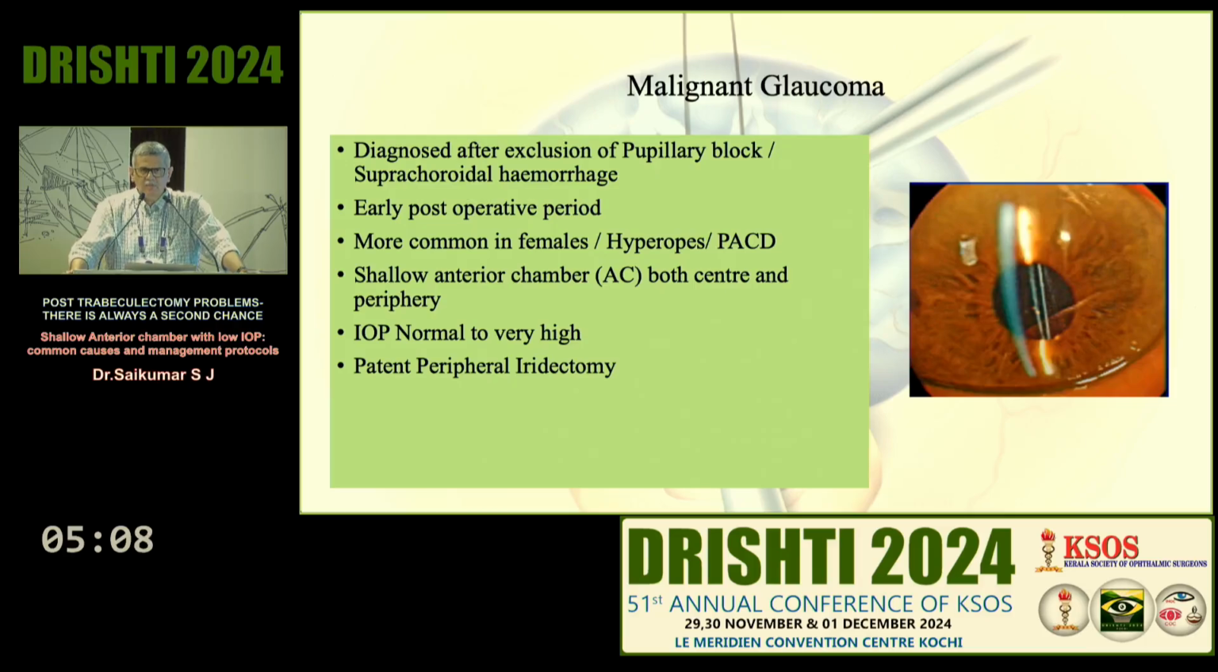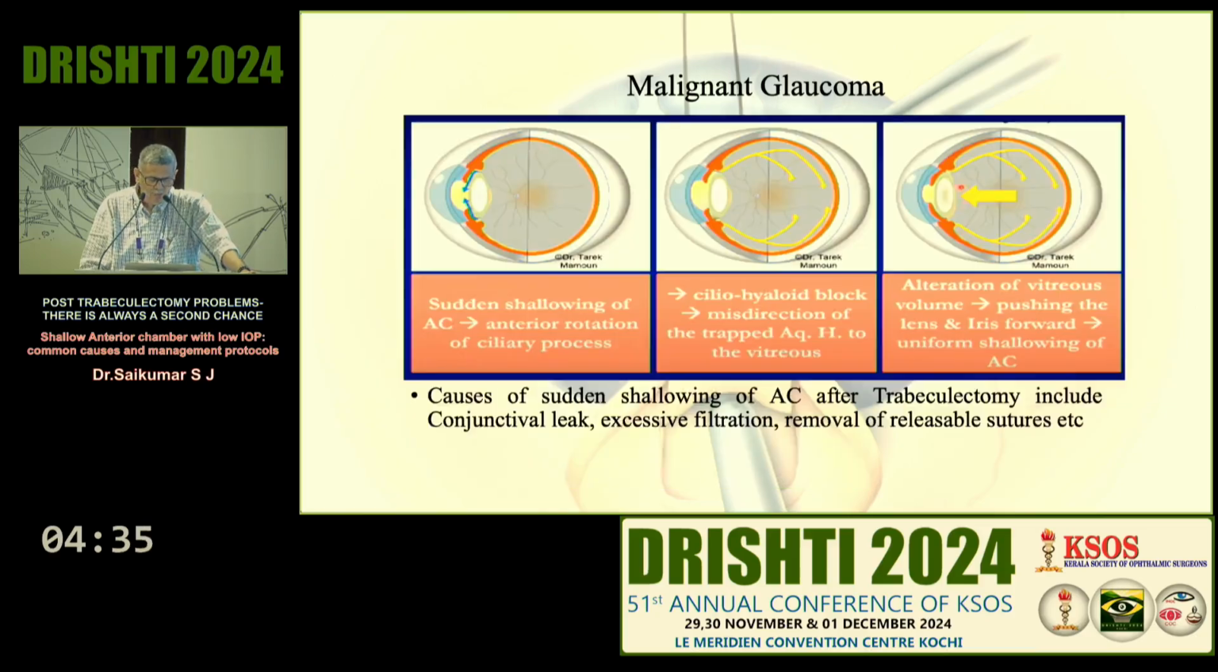Aqueous misdirection or malignant glaucoma is actually a diagnosis of exclusion. Once you have made sure it is not a pupillary block or a suprachoroidal hemorrhage, it's more common in hyperopes. You have a shallow anterior chamber both in the center as well as in the periphery. The IOP can range from normal to very high in the presence of a patent peripheral iridotomy. So you know that there is some collection behind the posterior capsule which is pushing the entire lens iris diaphragm forward and causing this malignant glaucoma.